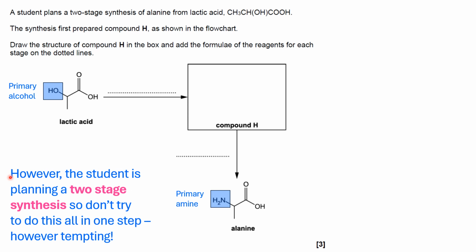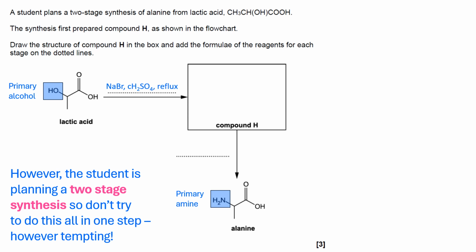Now remember, the student is planning a two-stage synthesis. It says that up here. So don't try to do this all in one step. It's tempting. If you have ideas about how to do it in one step, don't try to make that happen, because what they want you to do is think about it in two steps. So the normal way to go is by a haloalkane.